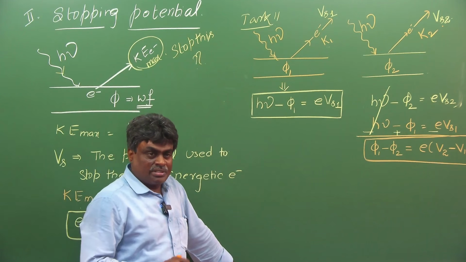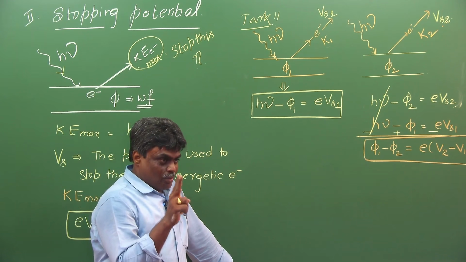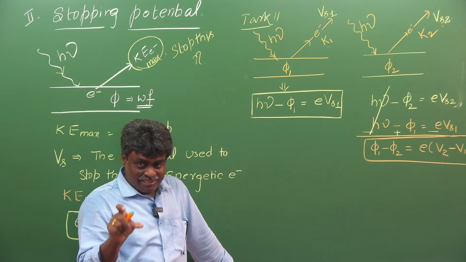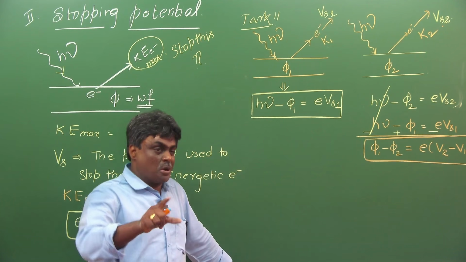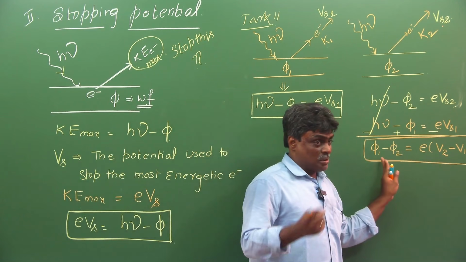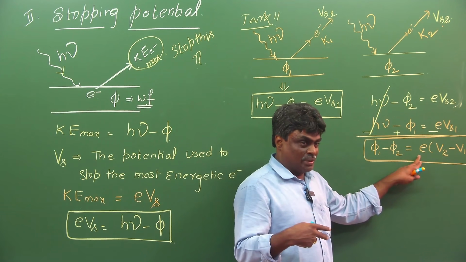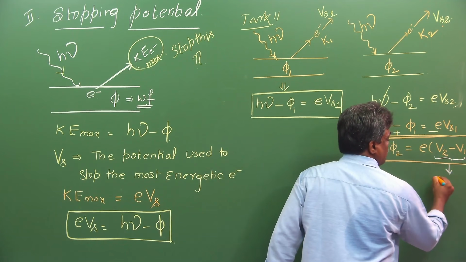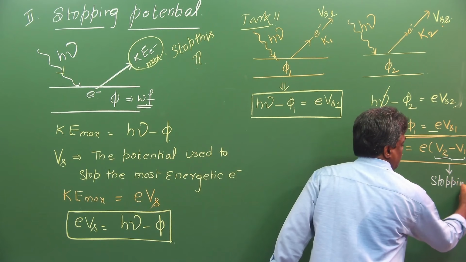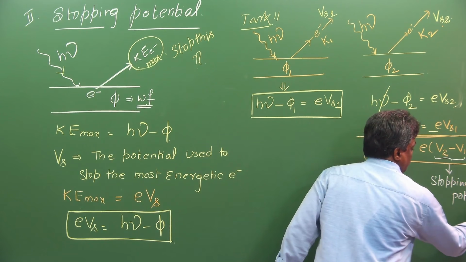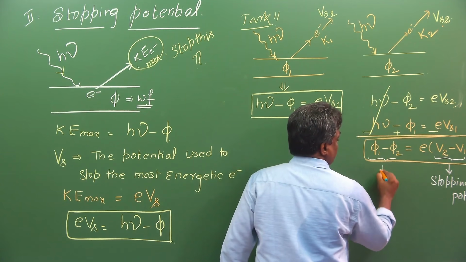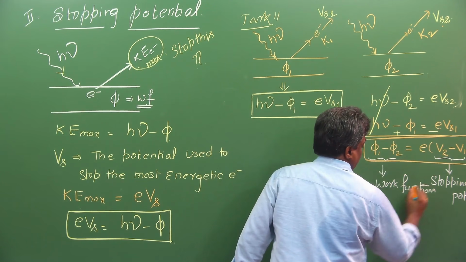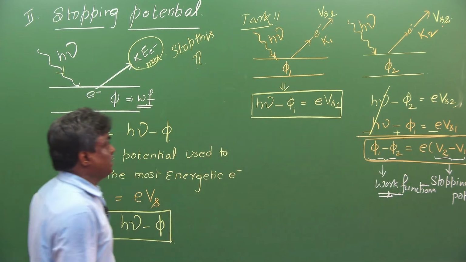So, in your questions, they will give two materials, one with work function phi1, another with work function phi2. Then what is the relation between work function and stopping potentials? phi1 minus phi2 equals e into (Vs2 minus Vs1). These are the stopping potentials, and these are the work functions. Okay, so this is also a very, very important task. Write it down.